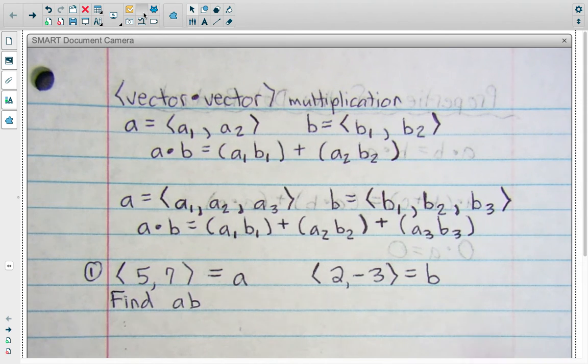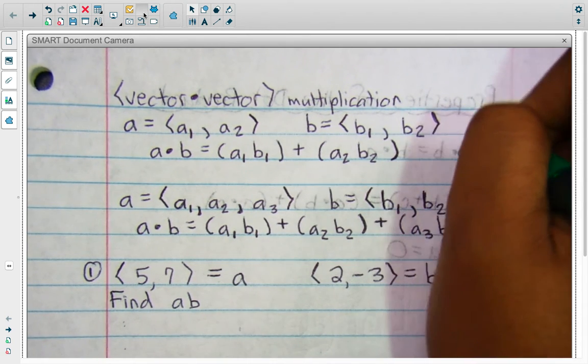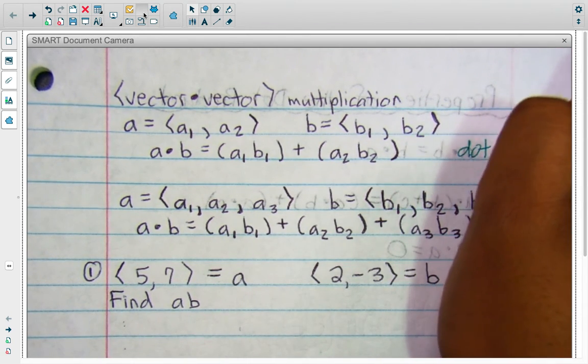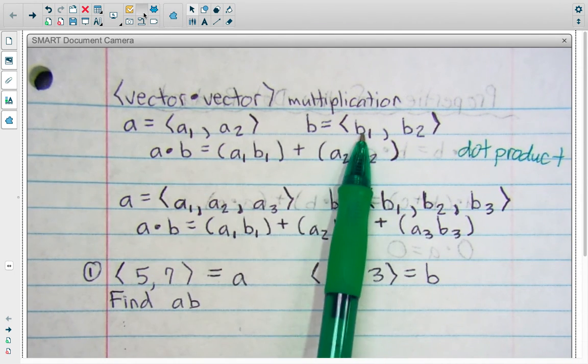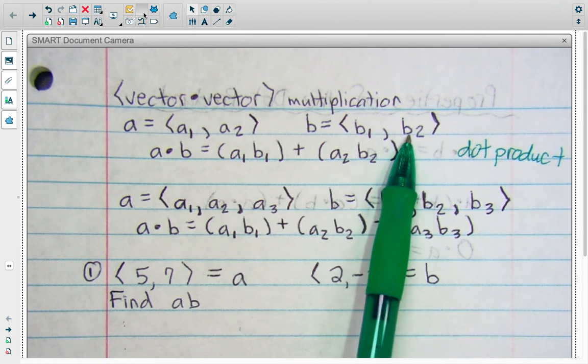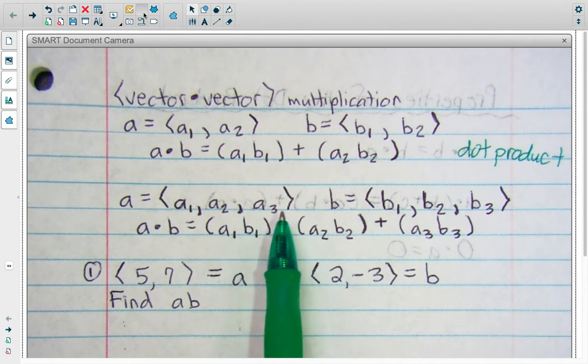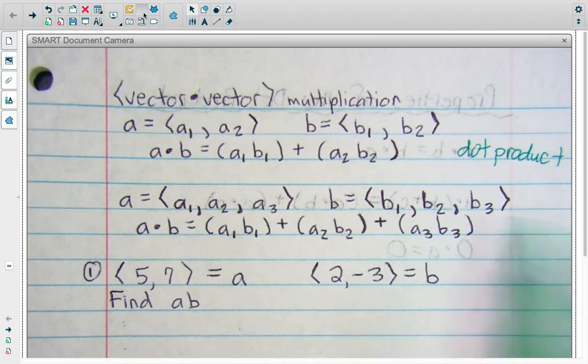This is called a dot product. So we did this when we multiplied matrices. We did the first times the first and added it to the second times the second. And in this case, there's 3 of them. So we did the third times the third.